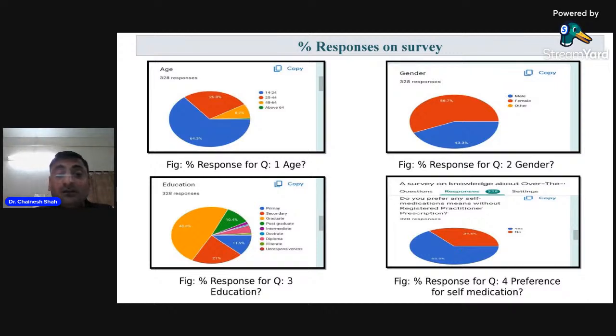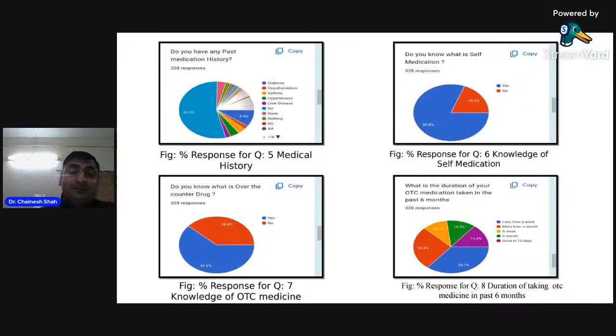Second, through friends, and third was the media. Media means television also. Now we see some ads, even through WhatsApp. After this survey, what we can suggest is: don't share your prescription with your friend. That was the finding after this survey, right?